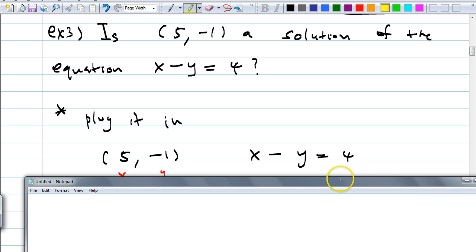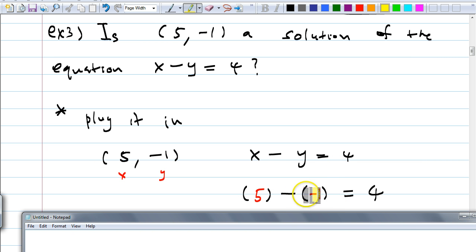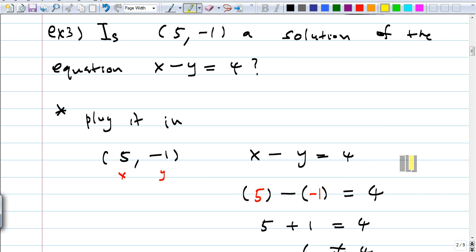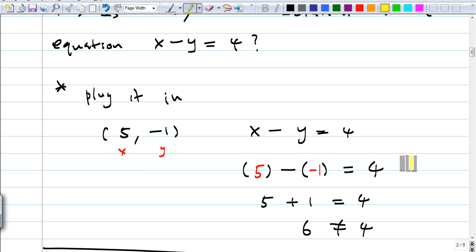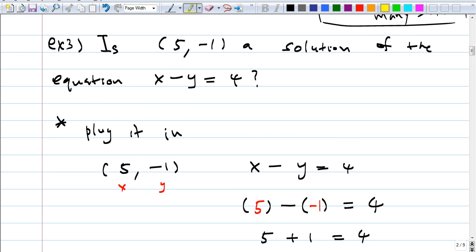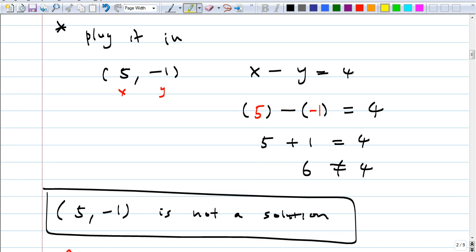What do we get? Be careful. Please use parentheses. In this case, if you forgot to use parentheses, it's really easy to make it wrong, right? So you get 5 minus -1. What is that? 5 plus 1. You get 6. What does 6 equal to? Not 4. 6 doesn't equal 4. Therefore, guess what? This ordered pair happens to be what? Well, not a solution. Does that make sense? Can you do something like this for your homework tonight?